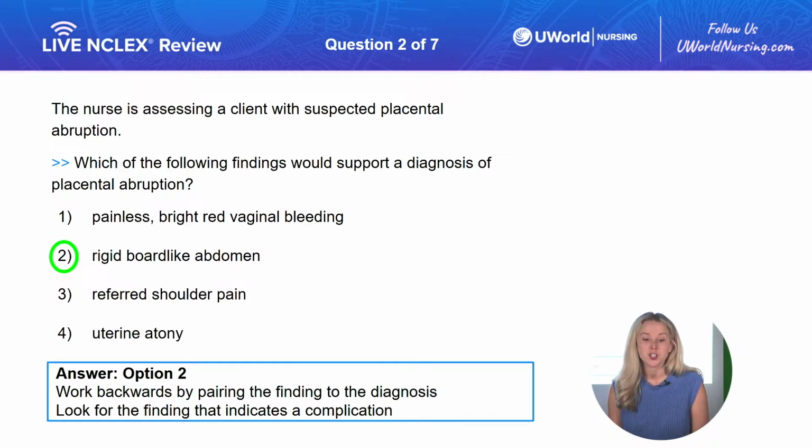Lastly, option 4 is uterine atony. We typically see the opposite with placental abruption. So we'll see uterine hypertonicity, a supertoned uterus, not atony, which indicates the lack of tone. Because when the placenta abrupts, it peels off, that uterus contracts, it tries to clamp off the bleeding, meaning it's hypertoned, not lacking tone. So again, our correct option is option number 2.